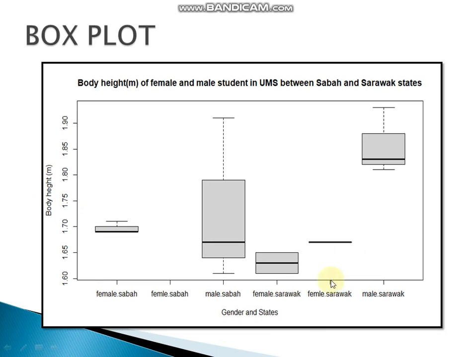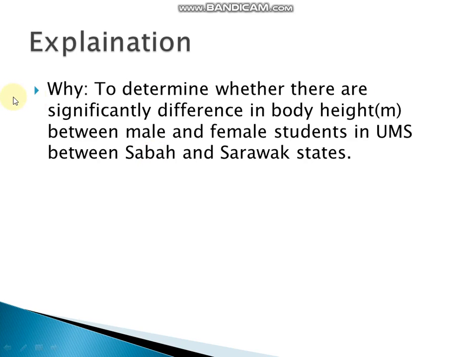So this is the box plot that we use to summarize and compare data from two or more samples. We have gender and state on the x-axis and body height on the y-axis. The title is body height of female and male students in UMS between Sabah and Sarawak state. By using the box plot, we can determine whether there is a significant difference in body height between male and female students in UMS between Sabah and Sarawak state.